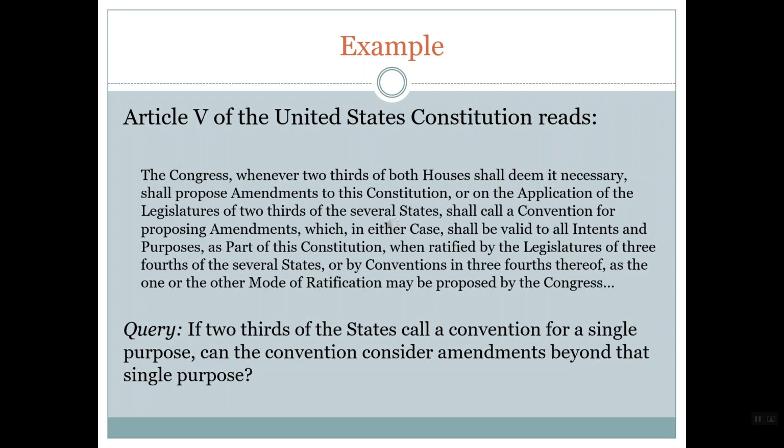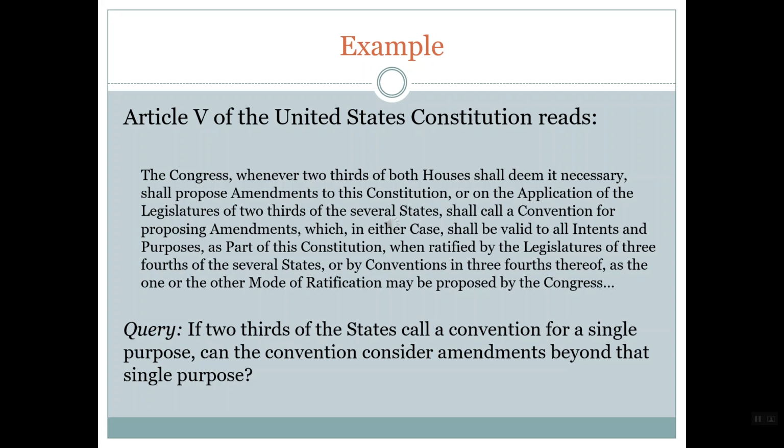I find this is a topical and timely issue because there's a number of different issues from both the left and the right that are currently working through the state legislatures for potential constitutional amendments. There's a group that's working on getting a balanced budget amendment to the Constitution. There's another group, and a group that I'm affiliated with, that's working on getting an amendment to the Constitution to overturn the Citizens United case on dark money in politics.